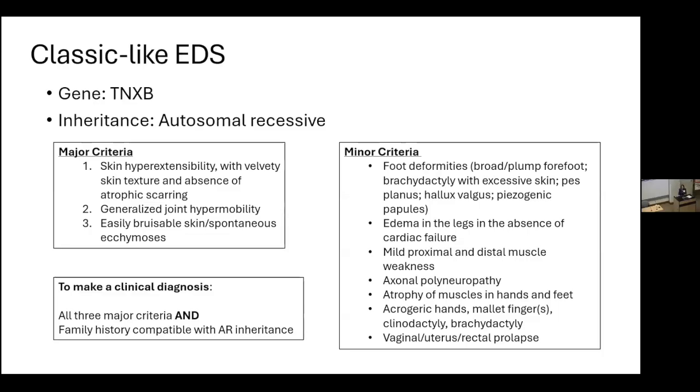They have generalized skin hyperextensibility, hypermobility, and very, very easy bruisability and spontaneous bruising. So all 3 major criteria should be present to make a clinical diagnosis. And the big difference with this one is we want a family history compatible with autosomal recessive inheritance, because the classic-like type of EDS is caused by pathogenic variants in the gene called TNXB, and it is inherited as an autosomal recessive.